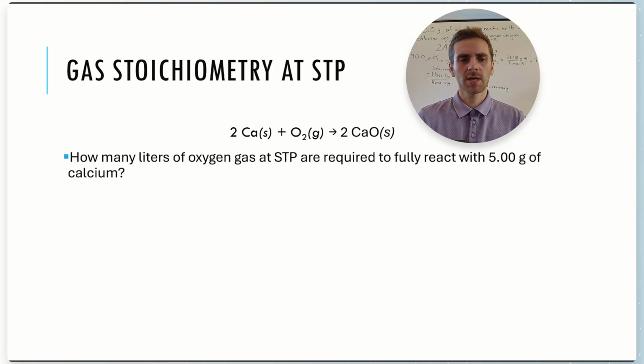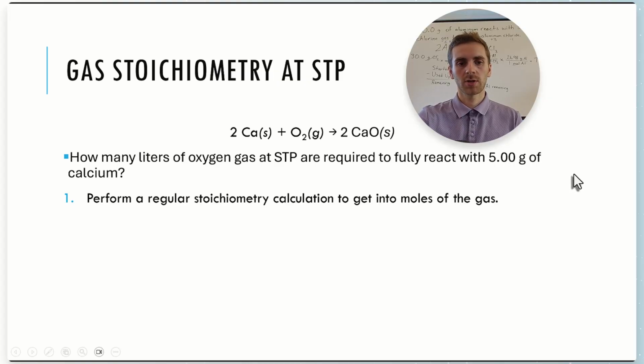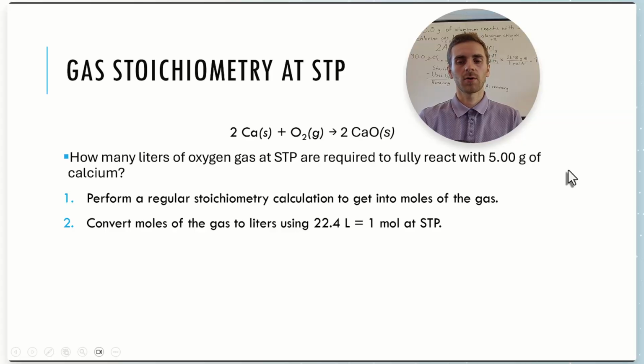But in this first example, we're going to be finding the liters of a gas, finding the volume of a gas at STP. And so the way that we would do that and incorporate this conversion is we would first do a regular stoichiometry calculation to get into the moles of the gas. And then we would go ahead and use our 22.4 liter per mole conversion to go from moles to liters.